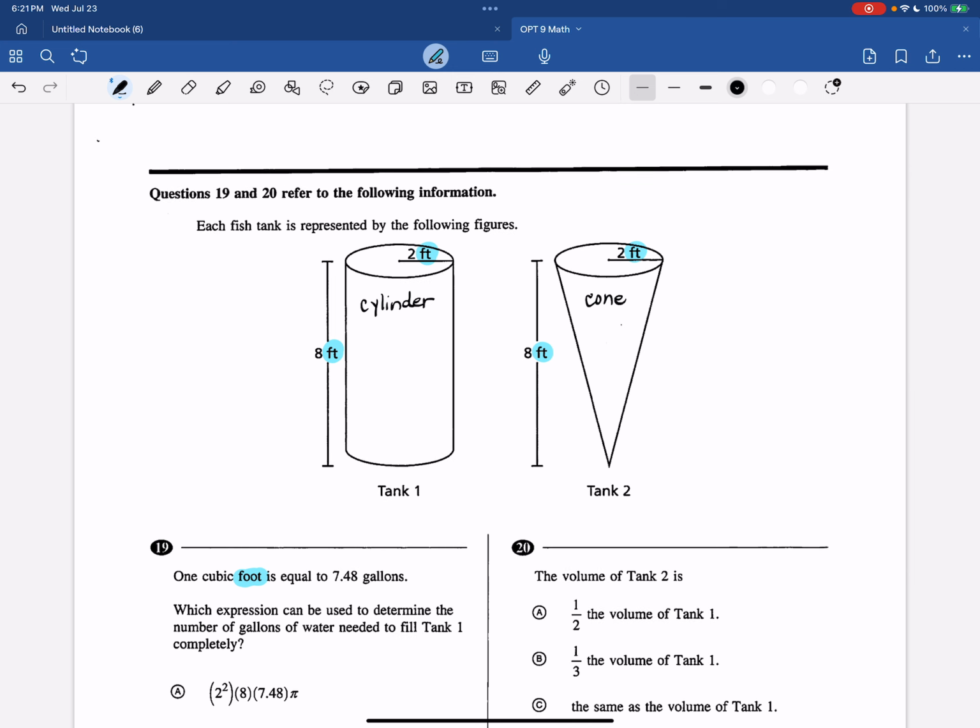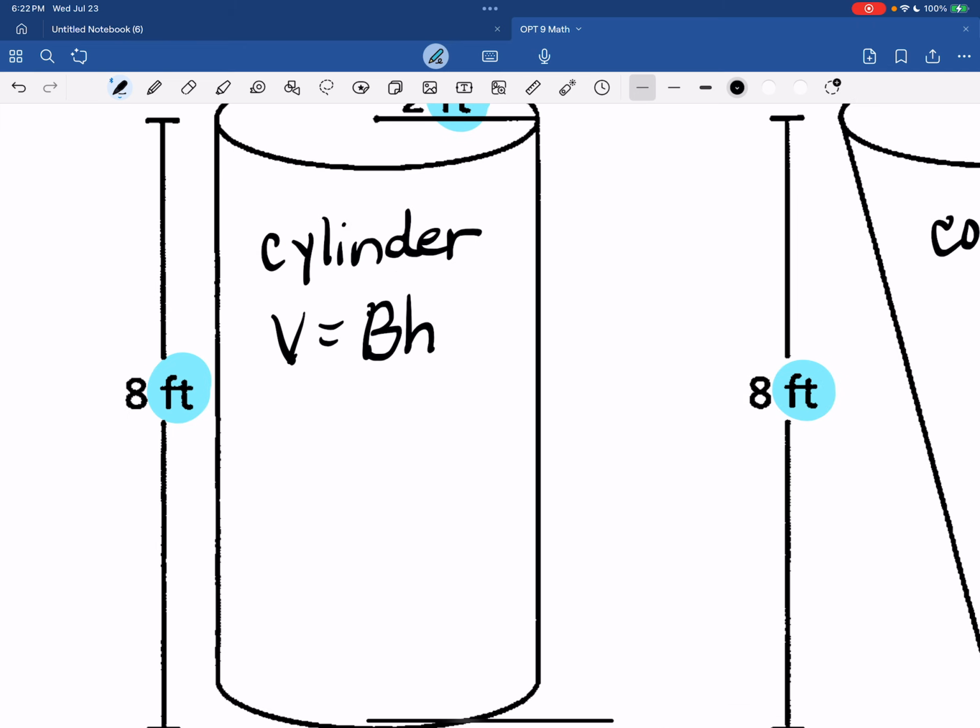Now, I believe they gave us the formulas. Let me see if I can find a formula sheet. Yes, the formula sheet is on page 3 of your test packet. And for a cylinder, volume is area of the base times the height. And the base is a circle, so that is pi r squared times the height.